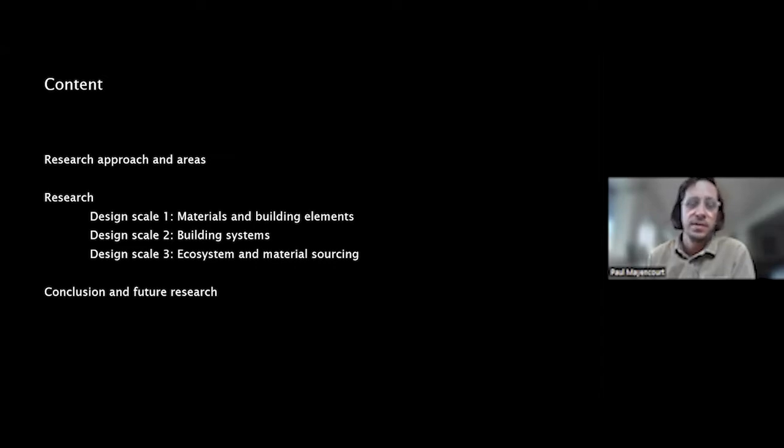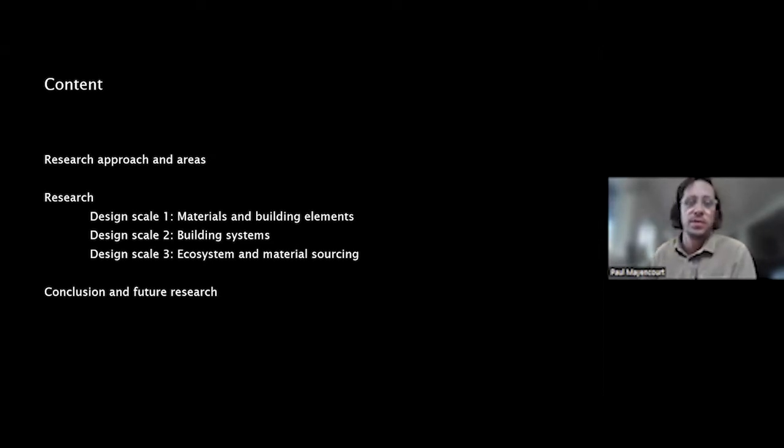The first design scale is going to be about materials and building elements. The second scale is going to be moving to building systems, so how you can transfer some of these ideas to building elements connected together into a building system. And finally, how we can consider ecosystems or material sourcing as part of the design process in buildings to lower the impact of construction.